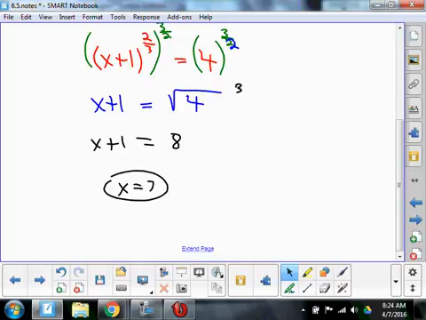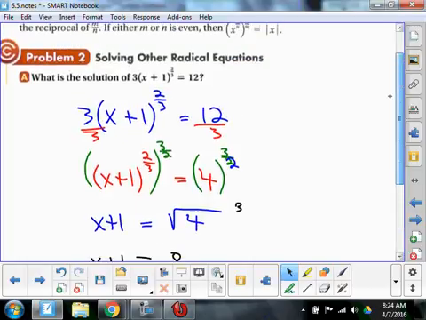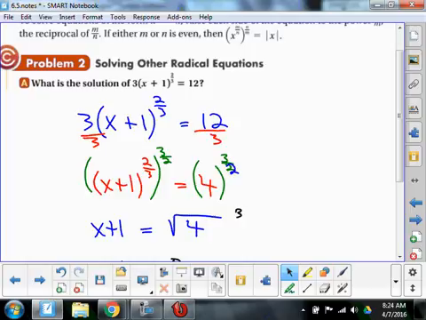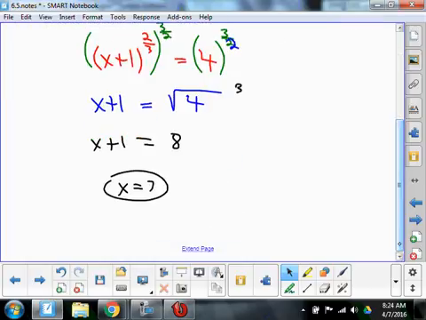Remember, when we do these, we probably ought to check. 7 plus 1 is 8. 8's third root is 2. 2 squared is 4. 3 times 4 is 12. It checks out, and we got him. I would expect you to be able to do one of those without a calculator. You think we could handle that?